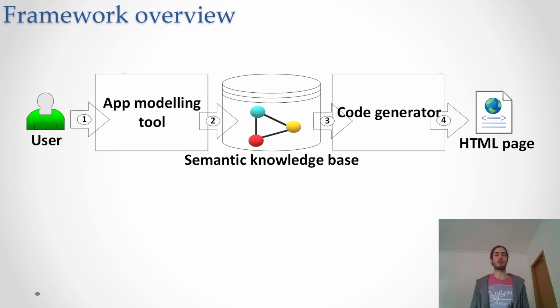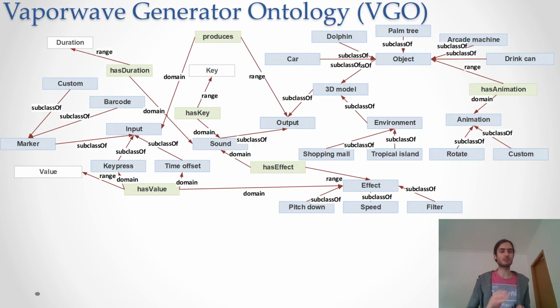Now let's see how the framework is structured. First, the user creates an application model, actually the art model, in a modeling tool. It's stored in a semantic knowledge base with respect to the Vaporwave Generator ontology. The code generator executes queries to take the parameters from the semantic knowledge base during code generation, and as a final result of code generation, we get an HTML page that uses AR.js and VR code in Three.js. Actually, it's JavaScript code that is embedded into the HTML page.